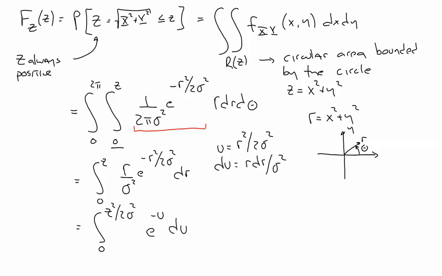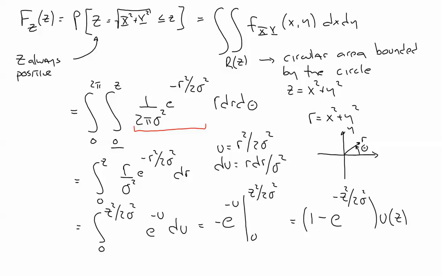Integrating this, I get minus e to the minus u, evaluated from 0 to z squared over 2 sigma squared. And this becomes 1 minus e to the minus z squared over 2 sigma squared. And then at the last step I have to throw in a step function because z is always greater than or equal to 0, in cases.